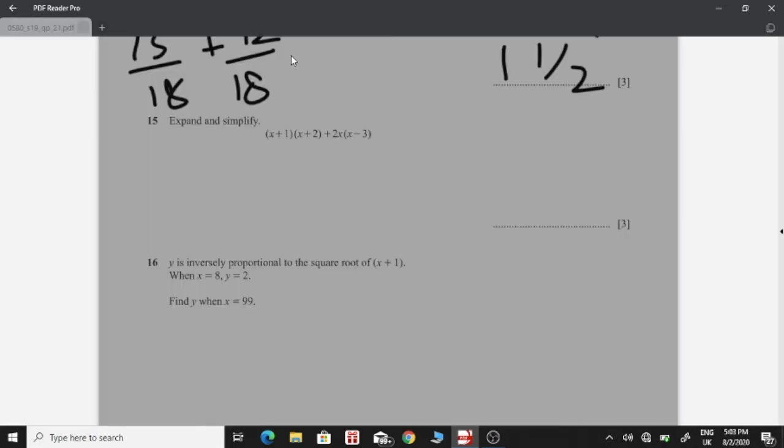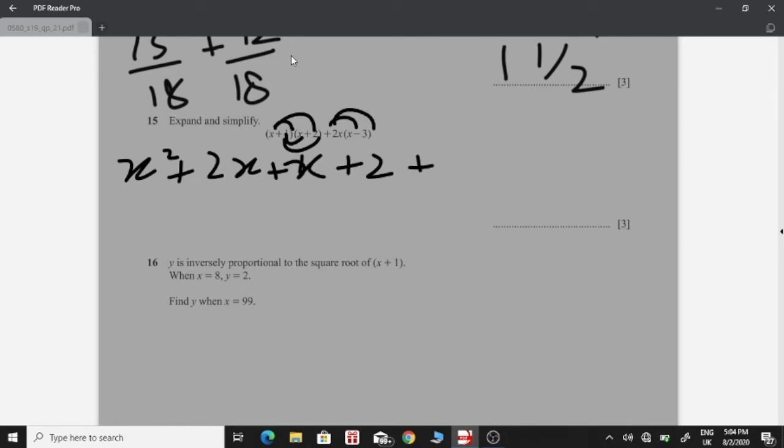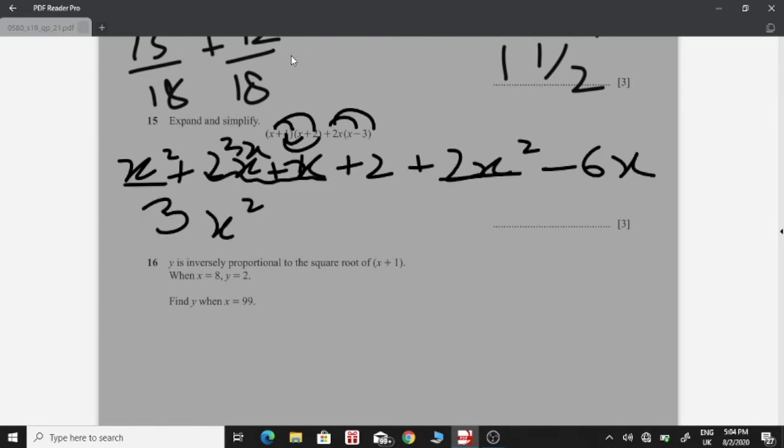Question number 15, expand and simplify. So we multiply x with x, which becomes x squared, and then we multiply x with 2x, which is plus 2x. And then we multiply the same way with 1 as well. So this becomes plus x plus 2. And then we multiply 2 with these two figures, which becomes 2x squared minus 6x. So we have x squared plus 2x squared, which is 3x squared, and then we have 2x plus x, which is 3x, minus 6x. So this becomes minus 3x, and the remaining 2. So we have our answer as 3x squared minus 3x plus 2.